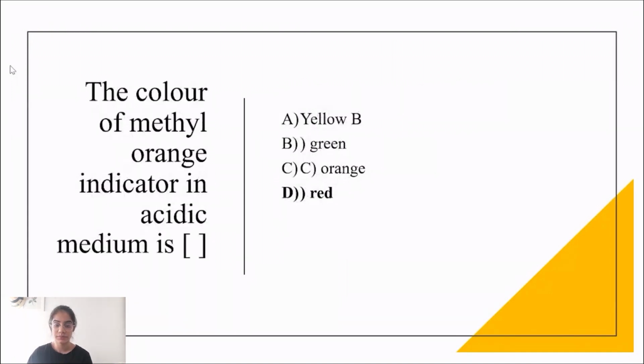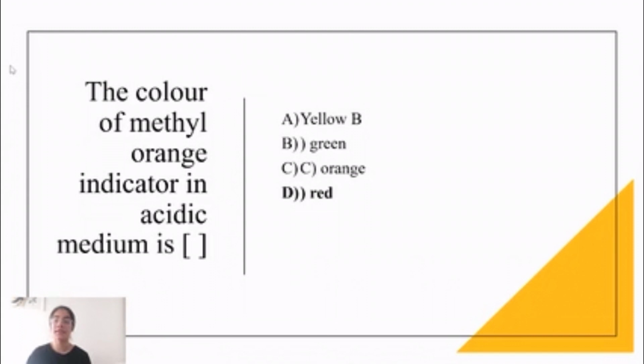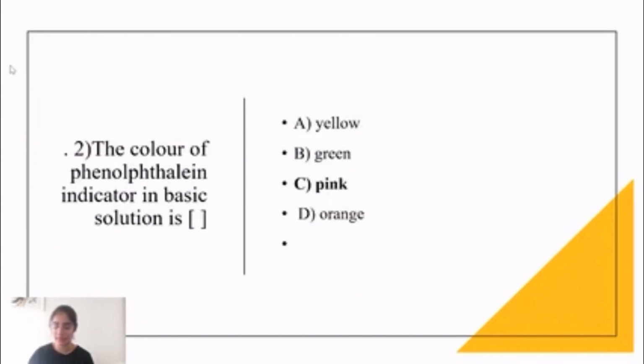Next question. Now we have multiple choice questions. The color of methyl orange indicator in acidic mediums is red and yellow in basic mediums. It is something we have already discussed in our sessions. It is important to remember the colors of phenolphthalein in acidic and basic mediums, methyl orange, and litmus, since they are frequently asked questions. So, the color of methyl orange indicator in acidic medium is red.